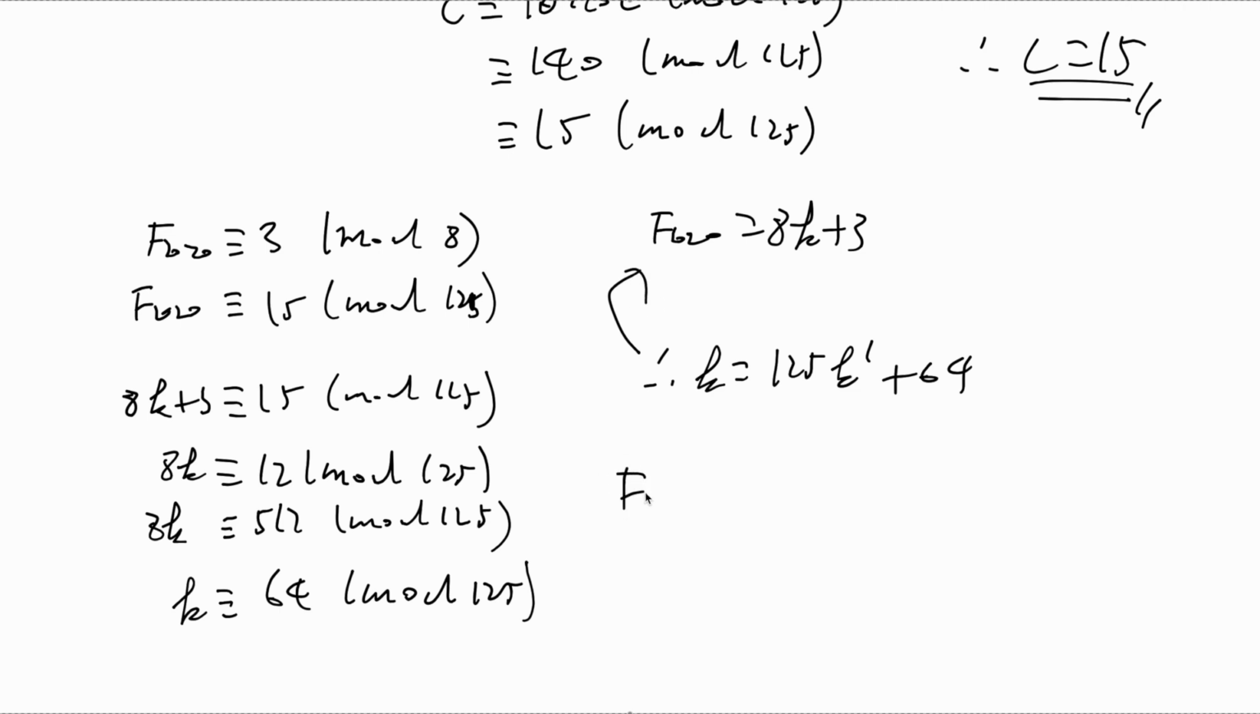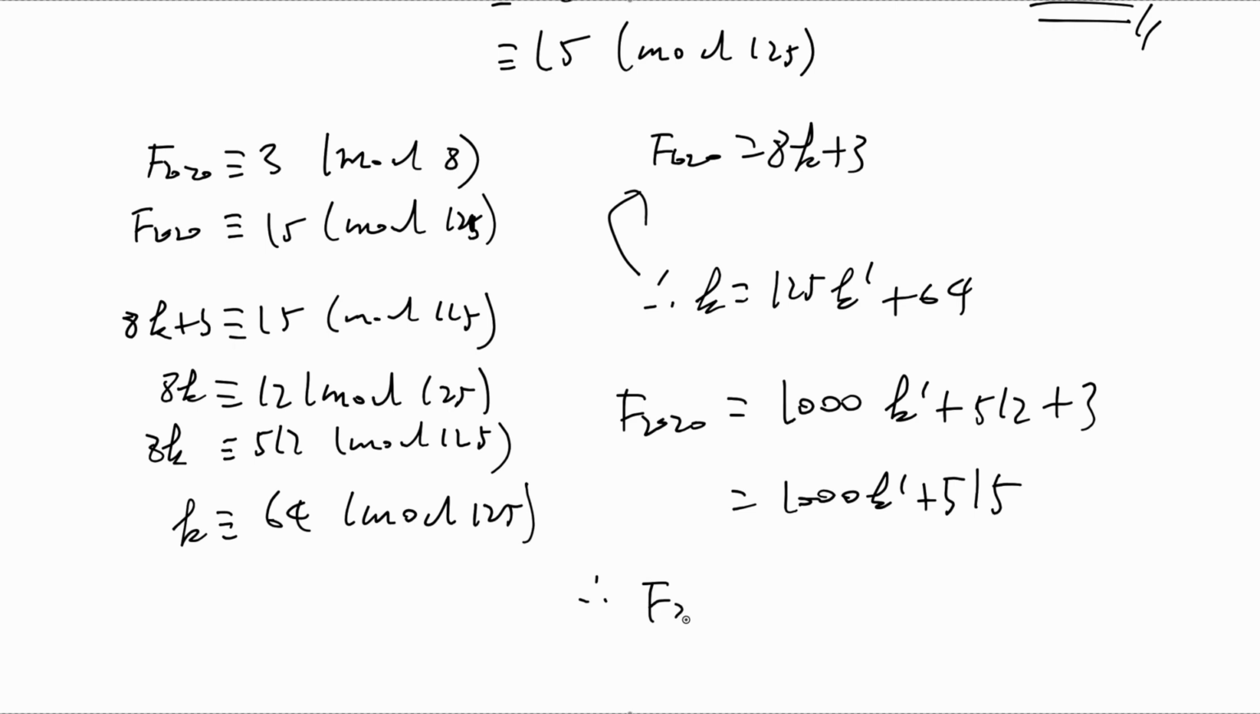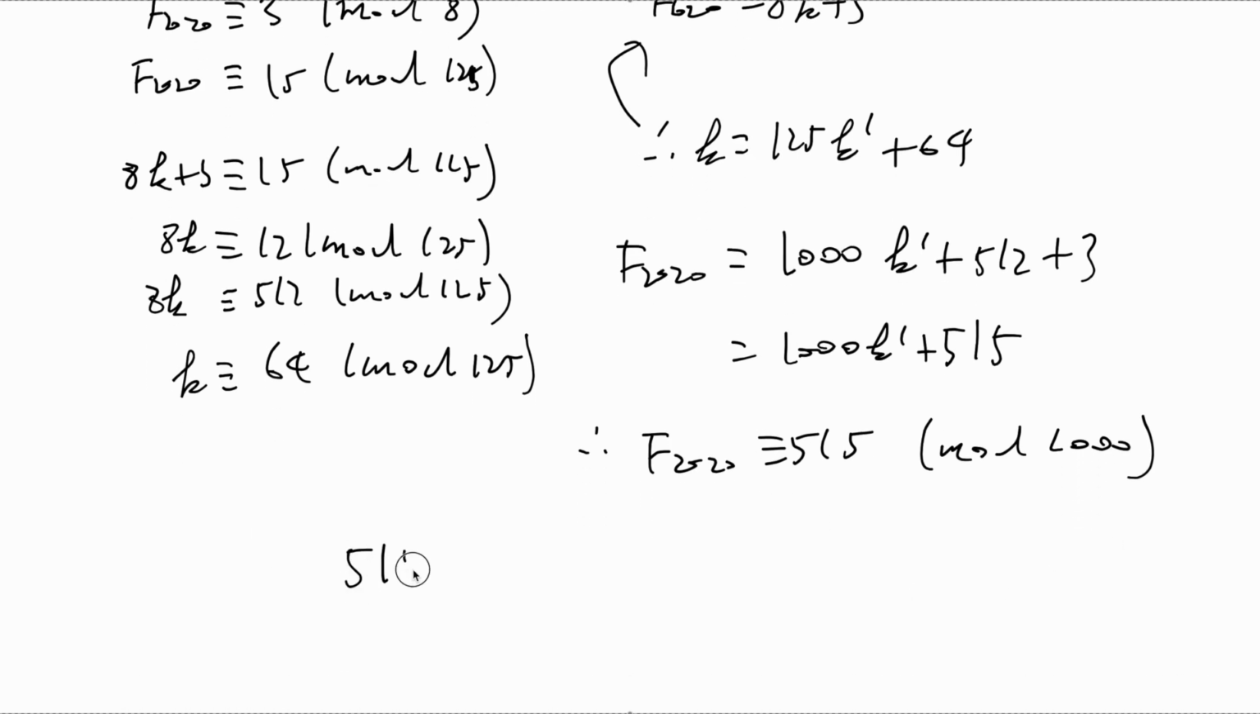Let's substitute it again. So 2020 is equal to 1000k prime plus, what is 8 times 64? It's 512, I think. If I make a mistake, please let me know. 515. Therefore, f of 2020 is congruent to 515 mod 1000. Therefore, our answer is 515. I think this is right. Yes.